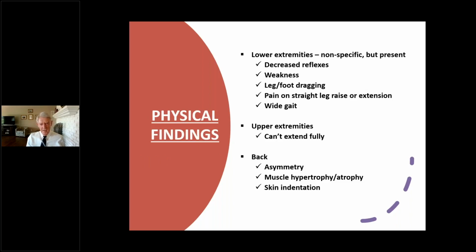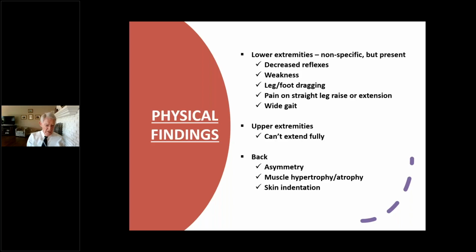Physical findings. In the lower extremities, for those of you who are watching this who do physical exams, you'll see some non-specific things. There's no specific physical finding with arachnoiditis. Some people think that if you tap on the spinal process, you may get some pain. That's a good sign. But you may have any of these things, and they're not all specific.